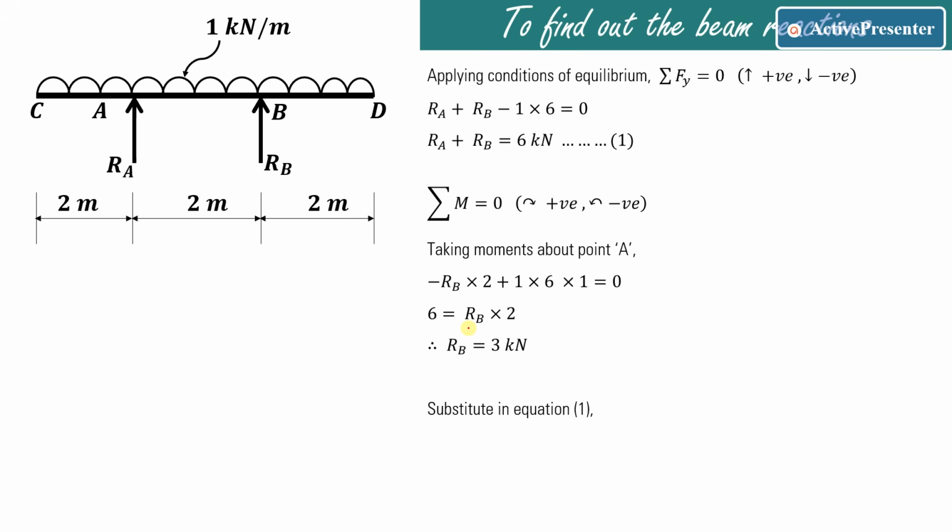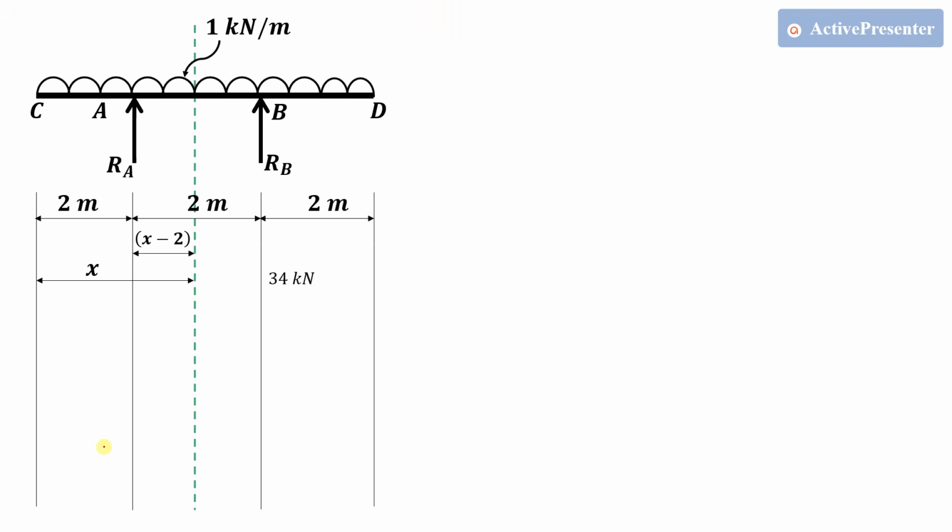Now we can substitute that value in equation 1. So we can say that RA will be equal to 6 minus RB, that is nothing but 3 kilonewton. So both the values of RA and RB that we have obtained, both are of magnitude of 3 kilonewton. Now using these values, we have to find out the values of shear force. So RA that we have obtained is of 3 kilonewton.